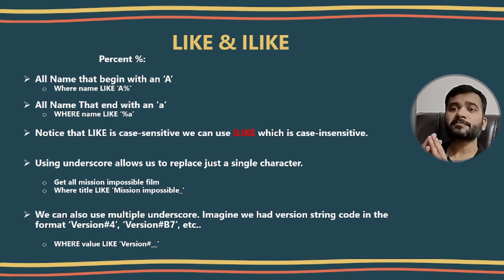Understand? Now let's understand what underscore does. Underscore allows us to match just a single character. As we have seen, to get all the Mission Impossible films, let's say we do have a film table. You have already seen it. Now let's say from our film table we want Mission Impossible.